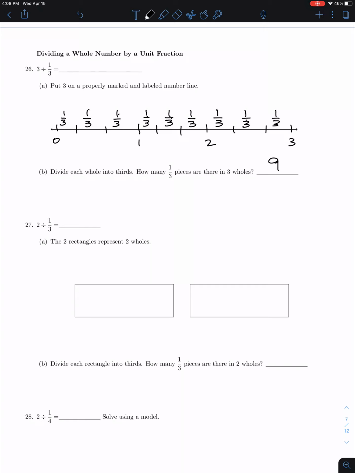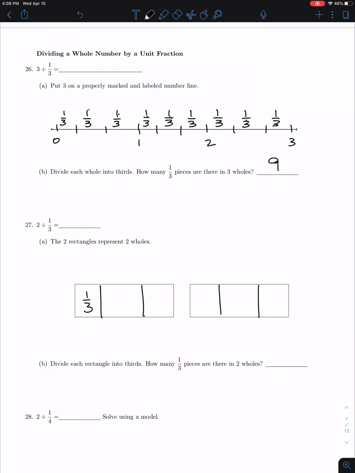All right, perfect. Let's do the same kind of thing, but with the rectangle model or area type model. In this case, the two rectangles are going to represent the 2 wholes. Just like we did with the number line, we want to break this up into a bunch of 1/3 chunks. So again, that means we're going to need 2 lines.